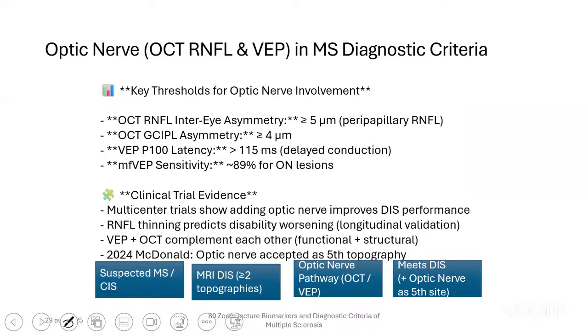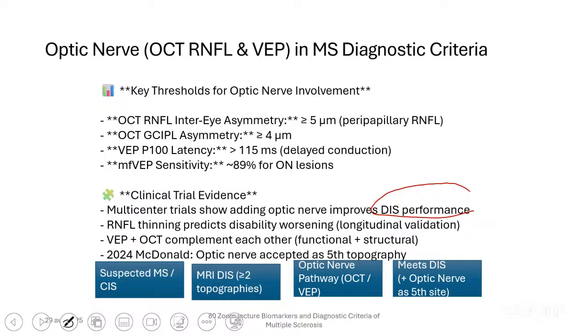So there are key thresholds for optic nerve involvement by OCT, that is the OCT RNFL inter-eye asymmetry more than 5 micrometers, and that is significant. And the ganglion cell layer asymmetry more than 4. VEP, as you know, more than 115 milliseconds, that shows delayed conduction. And the clinical trial evidence also is there. The multi-center trials have showed adding optic nerve improves dissemination in space performance. RNFL thinning predicts disability worsening. So longitudinal validation has been done in these cases.